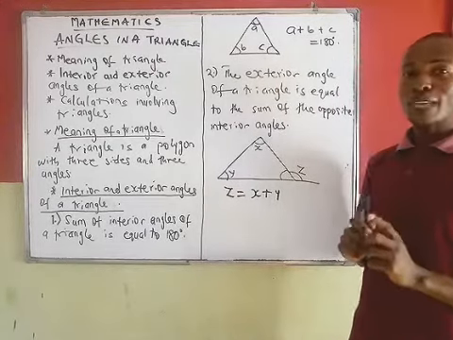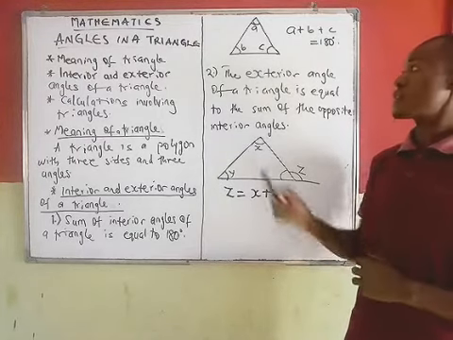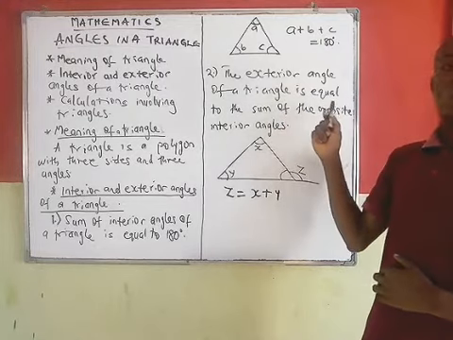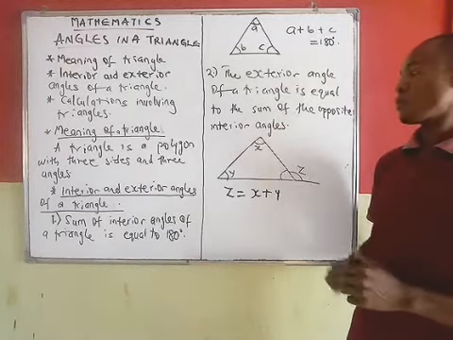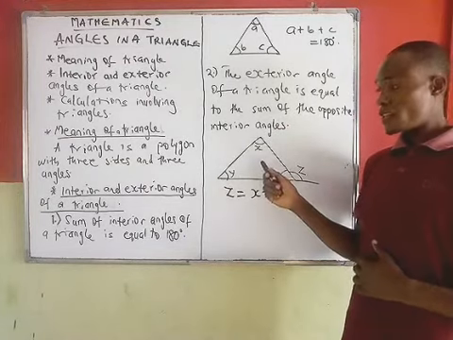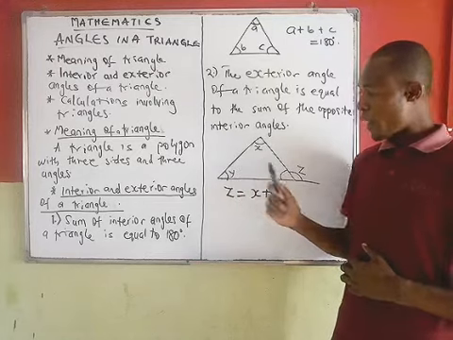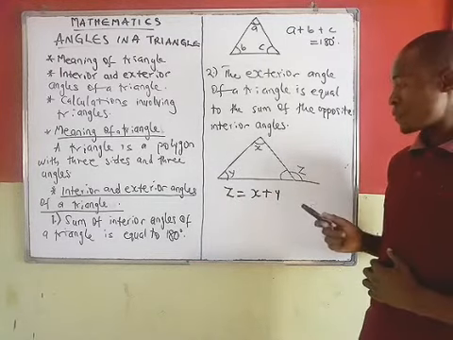The second rule that will help us to solve any problem involving a triangle is this: the exterior angle of a triangle is equal to the sum of the opposite interior angles. As you can see on the board, here is the angle X, here is the angle Y, and here is the angle Z outside the triangle.